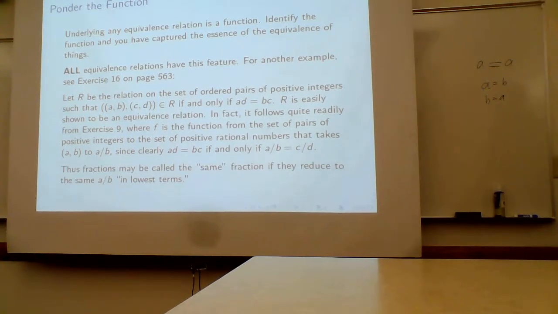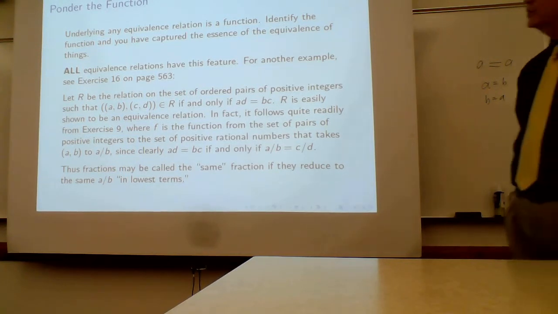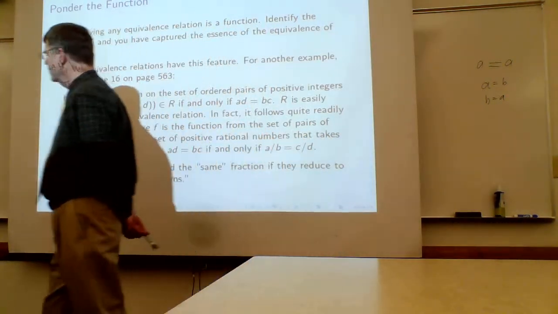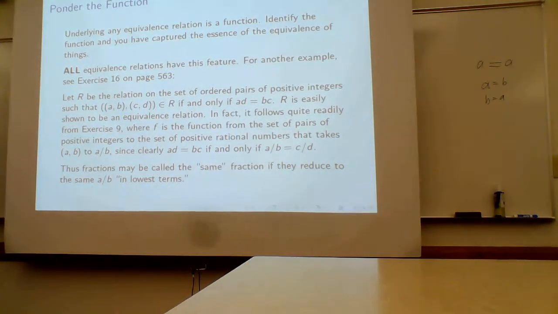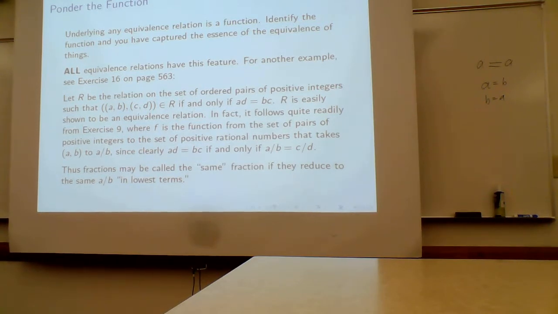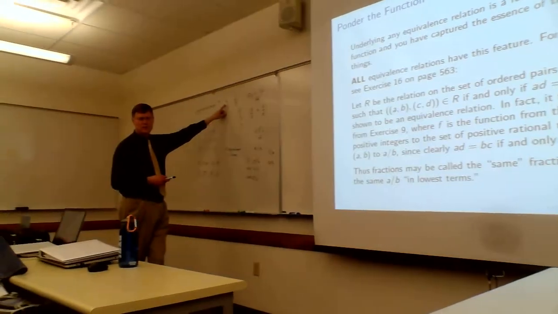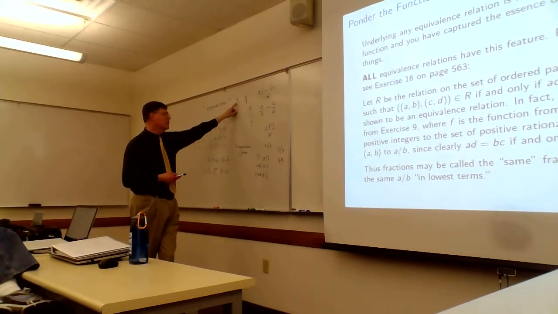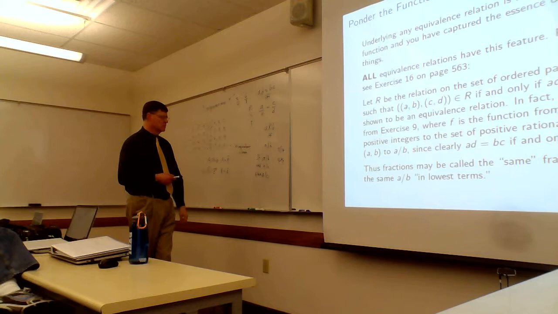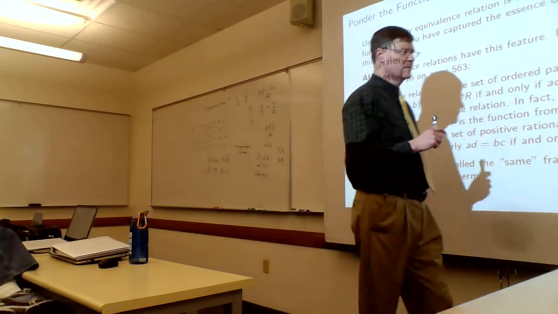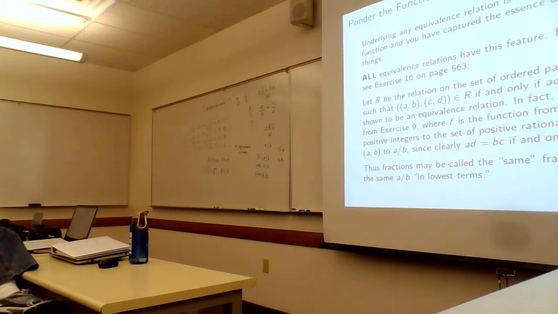Anyway, fractions may be called the same fraction if they reduce to the same a over b in lowest terms. So 3/4 is in lowest terms, 6/8 is not. Remember, we did something with fractions in lowest terms to prove that some irrational number was in fact irrational. Remember which one that was? Way back in 237. The square root of 2.